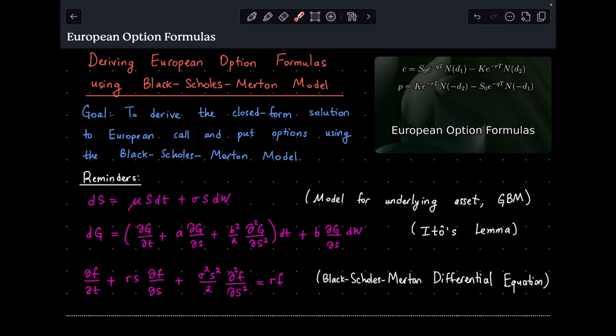The goal in this video is to derive the closed-form solutions to the European call and put options using the Black-Scholes-Merton model. First, a couple of reminders.